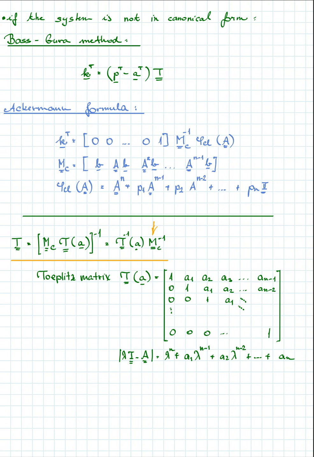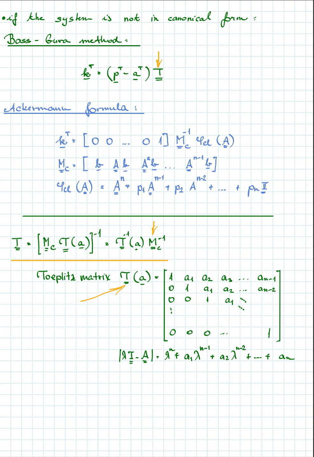What is the tau matrix? The tau matrix is a Toeplitz matrix, and this is the definition of the Toeplitz matrix with the coefficients of the open loop system A1, A2, etc., An. So it's very easy to set up. So it's very easy to make the inverse of it, and we have to multiply with the MC inverse, and we can get this transformation matrix here. And this technique is called the Bass-Gura method. Please don't forget there is MC inverse inside the technique, so the system must be controllable.